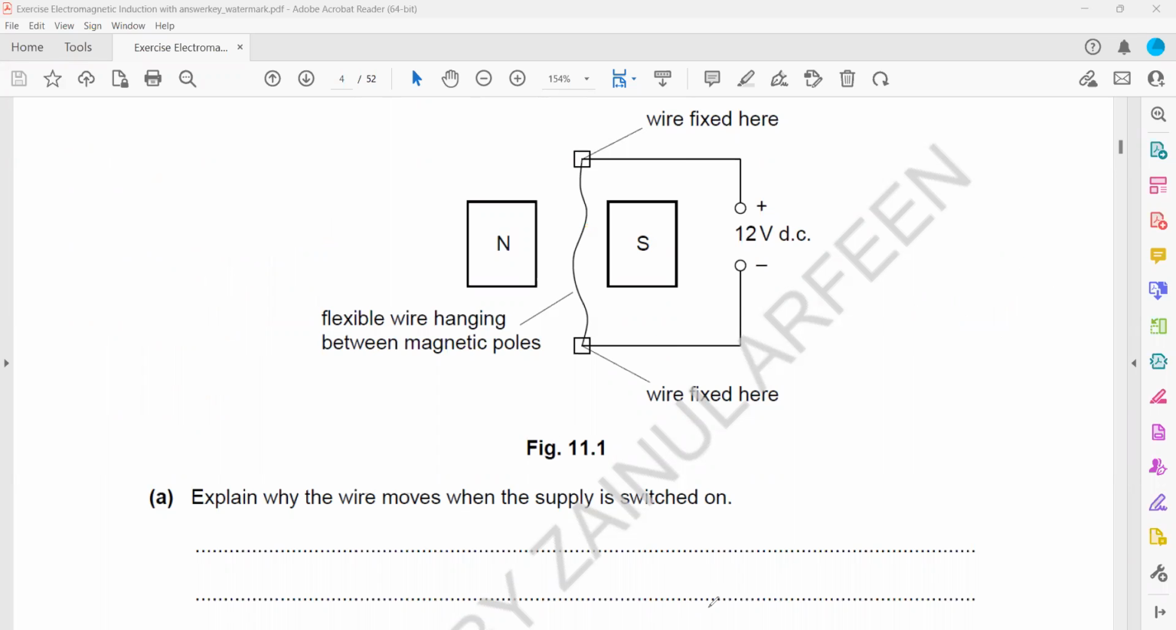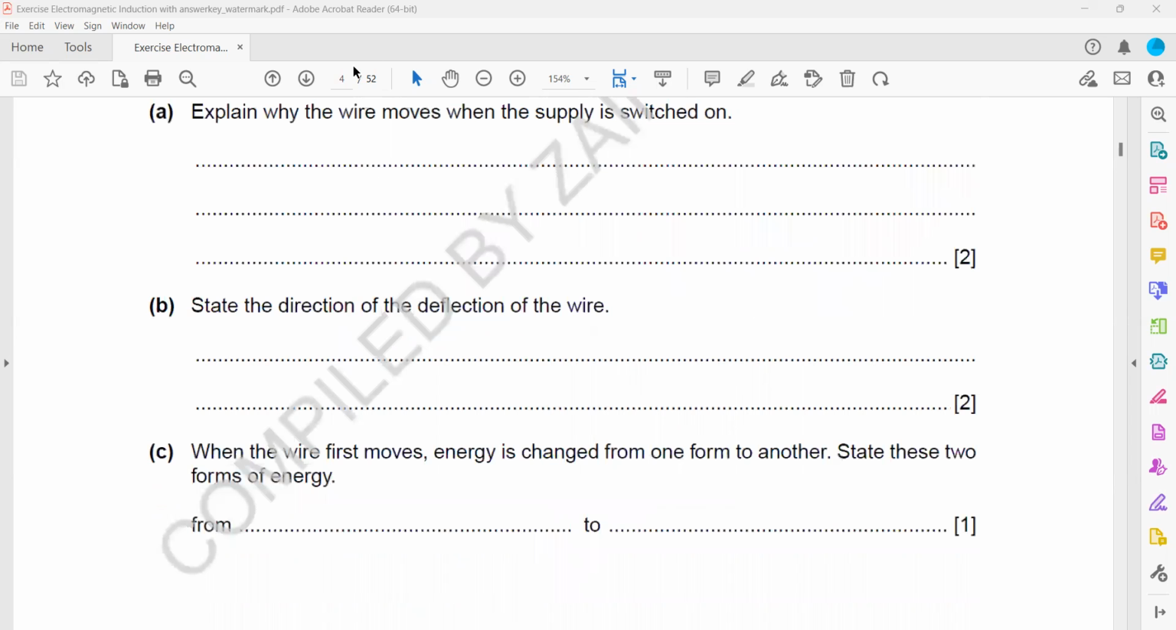And why is it 2 marks? How do you score the 2 marks? One mark is for using the rule here, and the second mark is for the answer. So when you mention out of the paper, you will score 2 marks, because you cannot get out of the paper unless you use Fleming's left-hand rule.